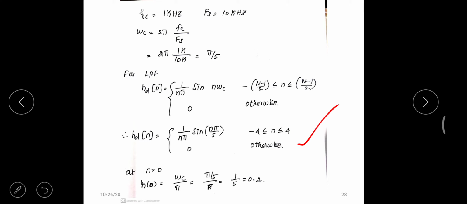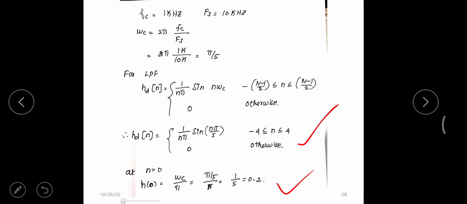But this is not applicable when n is equal to 0. If I take hd of 0, that will become 1 by 0, that is not defined. Further, we know the formula when n is equal to 0, hd of n is equal to omega c divided by pi. So omega c is equal to pi by 5 divided by pi. Both the pi's get cancelled, so I have 1 by 5, that is equal to 0.2. So hd of 0 is equal to 0.2.